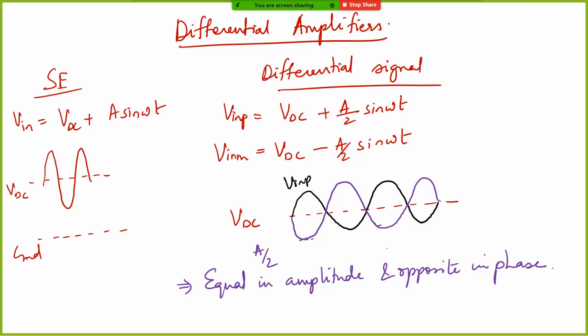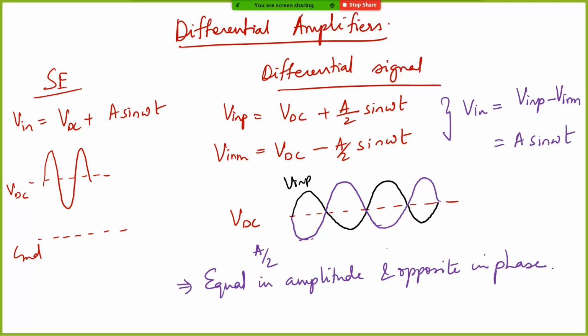Now the reference is not with respect to ground, it is with respect to each other. So the effective Vin can be written as what? Vin P minus Vin M. If you subtract the two, what will you get? You will basically get A sin omega t again.